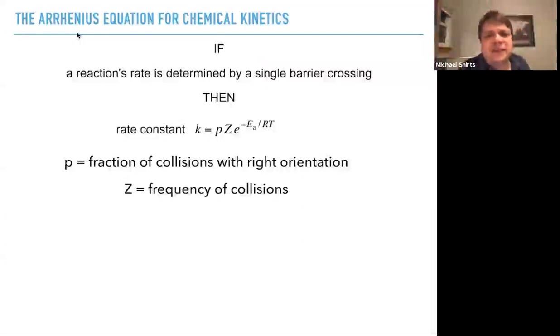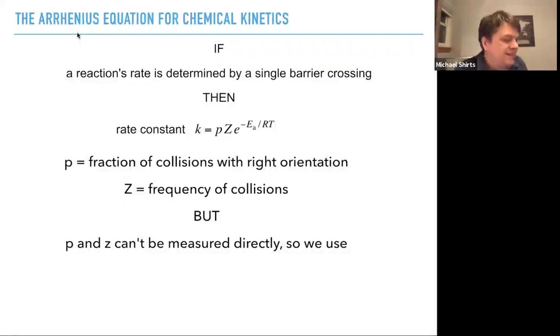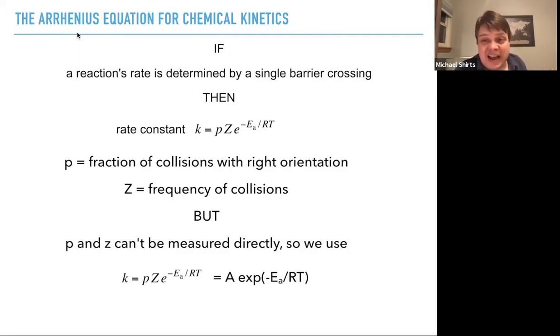Now, what are these? Well, P is the fraction of collisions with the right orientation. Z is the frequency of collisions, which, if you have bigger molecules, you'll get more collisions. The book talks a little bit about these, but it's really hard to actually get these right. P and Z can't really be measured directly, so instead of this equation, we just say it's some constant A. Where does A come from? I don't know. It's some prefactor. We don't really worry too much about it. We can solve for it if we have enough data, but we don't try to inspect the innards too much.